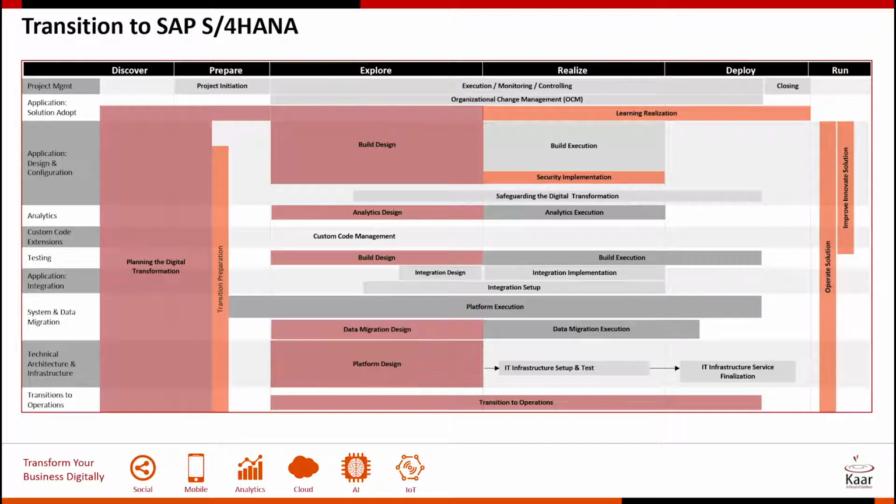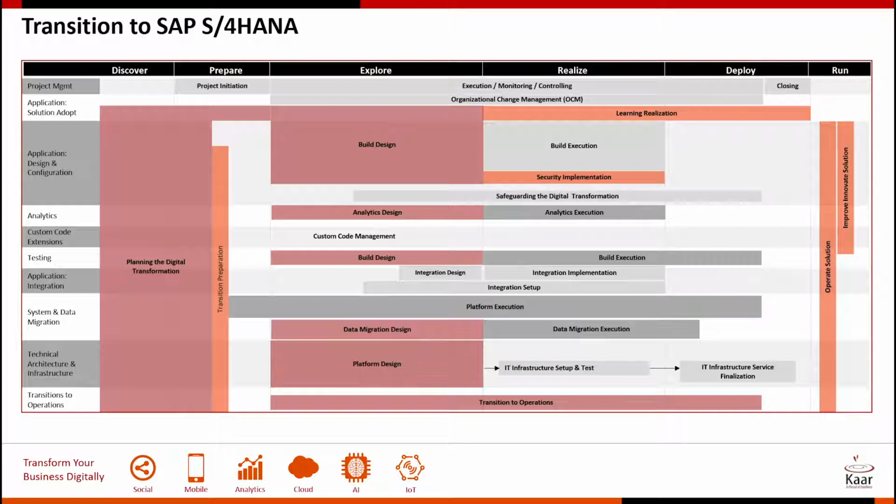Transition to operations. This is primarily post go live, how the project team is going to hand off all this knowledge to the operations team, putting the tools, putting the knowledge database in place before you go live. So that covers the activities along the work streams.